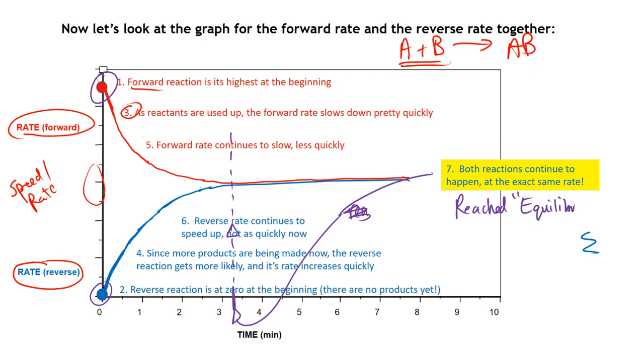So equilibrium is the point in time when the rates have become equal. So that forward rate is happening, and that reverse rate is happening at the same time, just like those ants walking back and forth, but they are happening at the exact same rate. Reactants are turning into products, which I could write like this, and then products are turning into reactants at the exact same time, at the exact same rate.